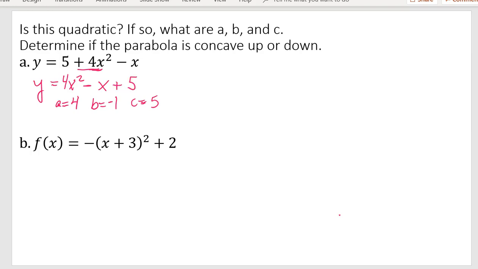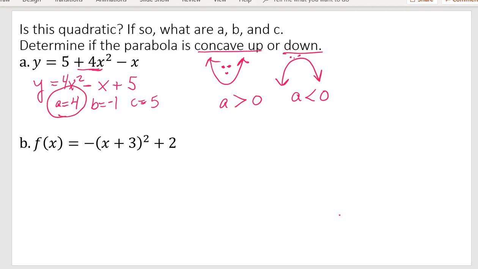Our problem asks if the parabola is either concave up, concave down, or points down. Now there's an easy way to remember this. If a is positive, then it's going to be concave up, and positive people like to smile. If a is negative, then it's going to point down, and negative people look sad. So let's look at our a. Our a is a 4. 4 is positive, it's greater than 0, so we're going to be concave up.